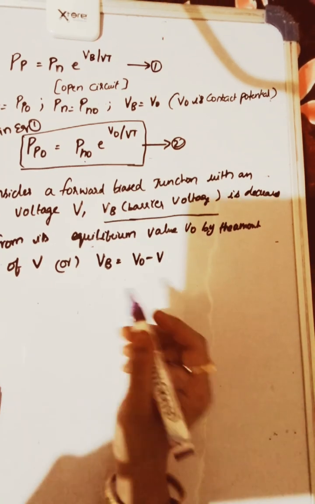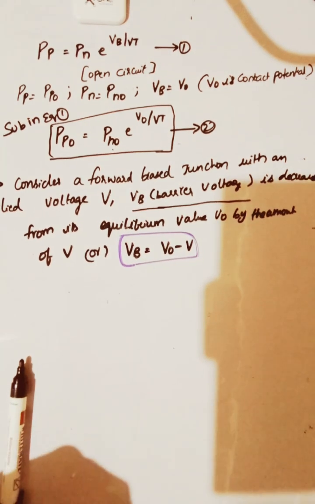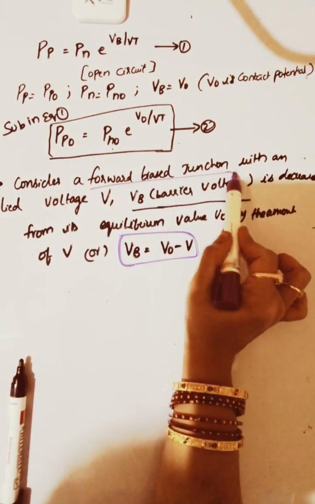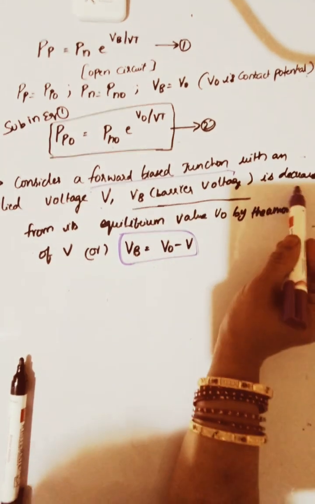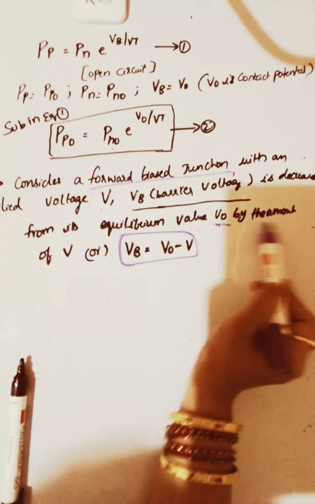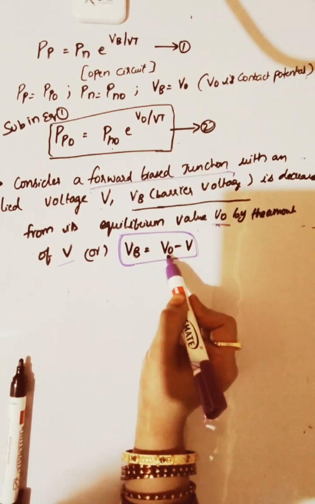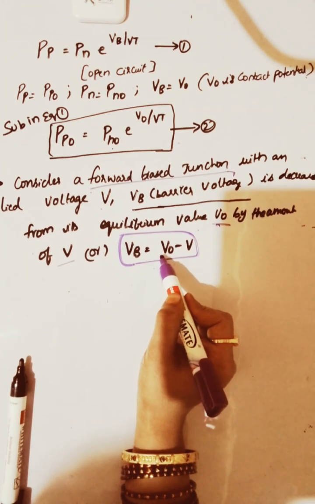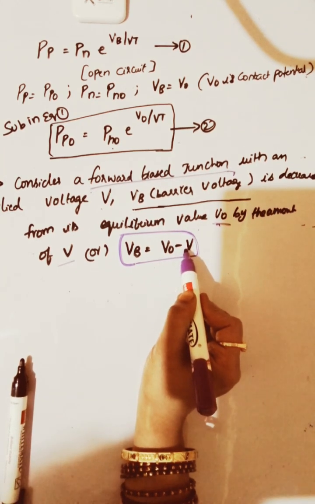See here, this barrier voltage or barrier potential is decreased for a forward bias junction. For a forward bias junction, VB is decreased from its equilibrium value V naught by the amount of V. So VB is equal to V naught minus V. V naught is the equilibrium value, and V is the applied voltage.